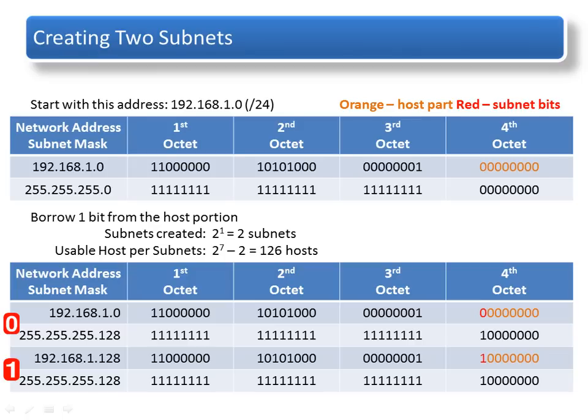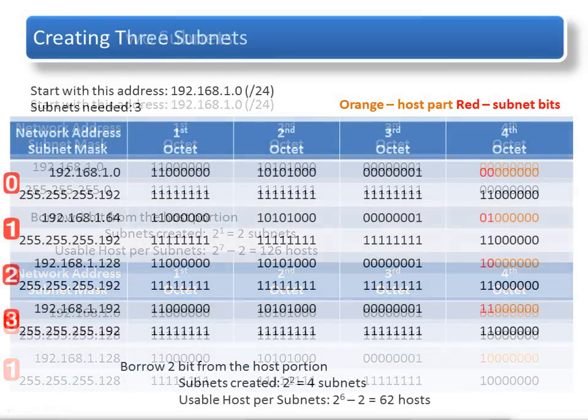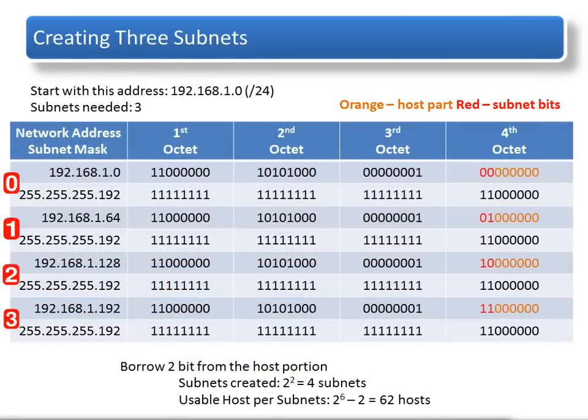By borrowing a bit, we were able to create 2 networks, each with 126 usable host addresses within the same address block. This technique is known as fixed width subnetting. Beginning with the previous example, consider an internetwork that requires 3 subnets. Borrowing a single bit would only provide 2 subnets.